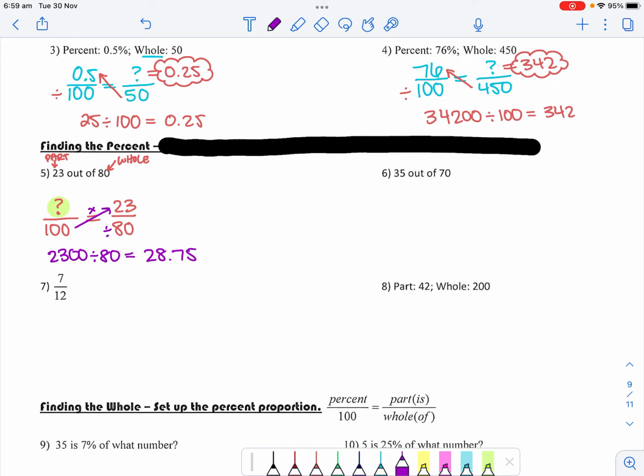Now in this one, I'm finding the value that's over 100. The value that's over 100 is the percent. So if I got 23 out of 80 correct, what percent did I get on my test? I got a 28.75%.